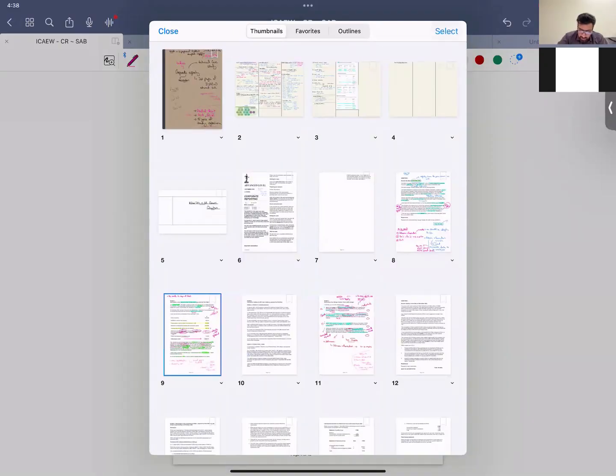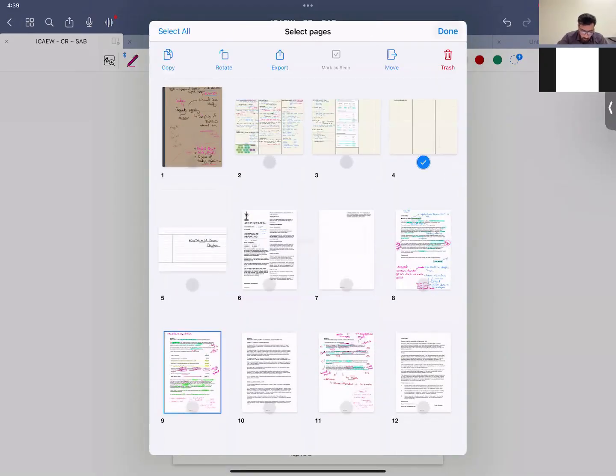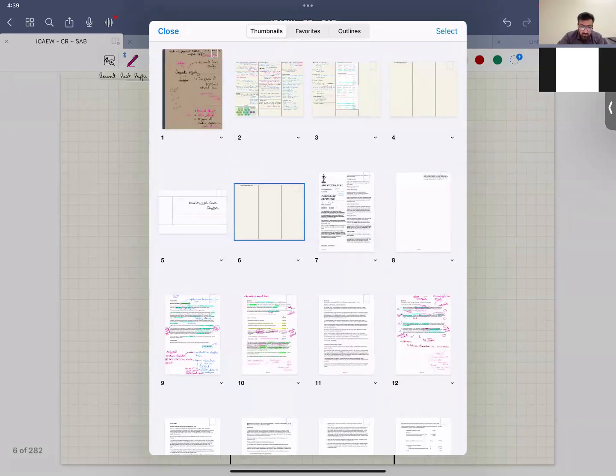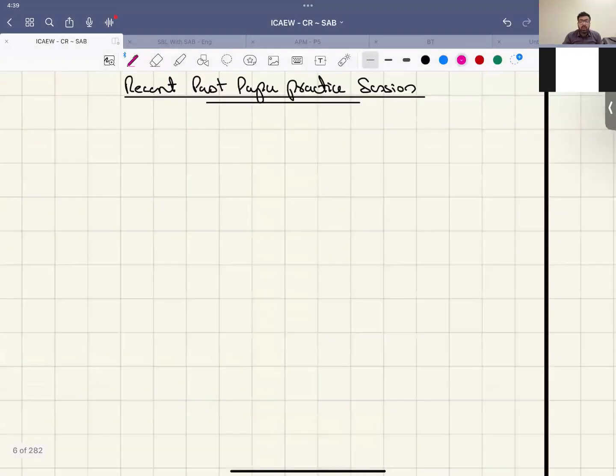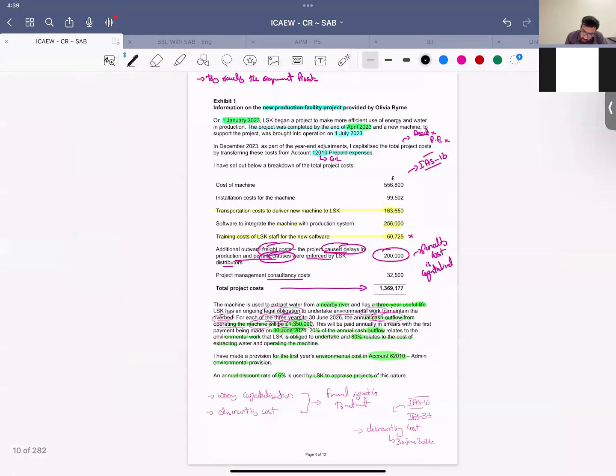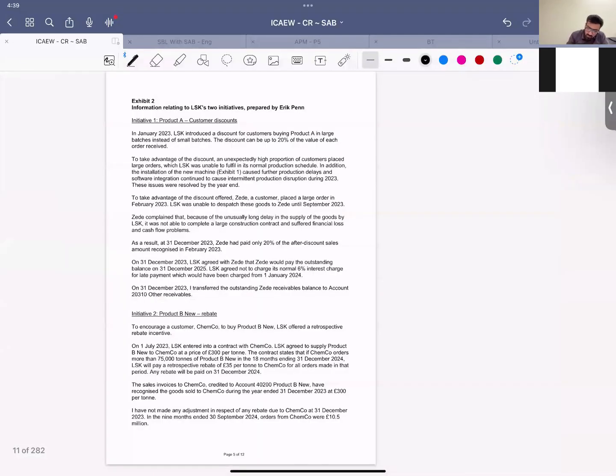So let me add things here. Let me add a paper. We haven't read the advanced information. As of now, we haven't read anything. And we are trying to solve November 24 CR question 2. Okay, so we are going to solve question 2 part 1.